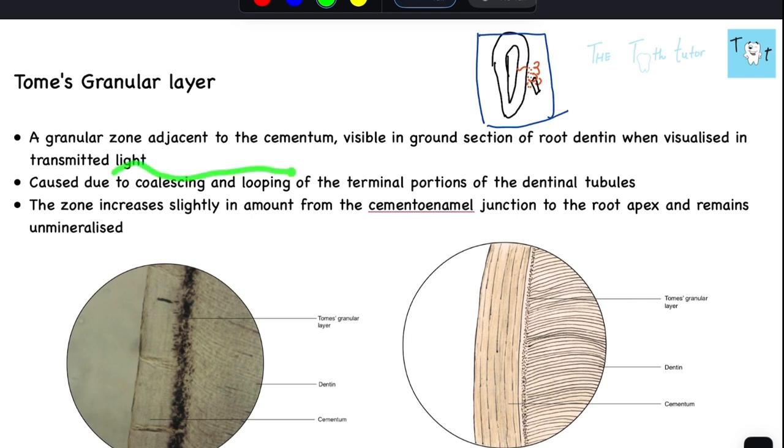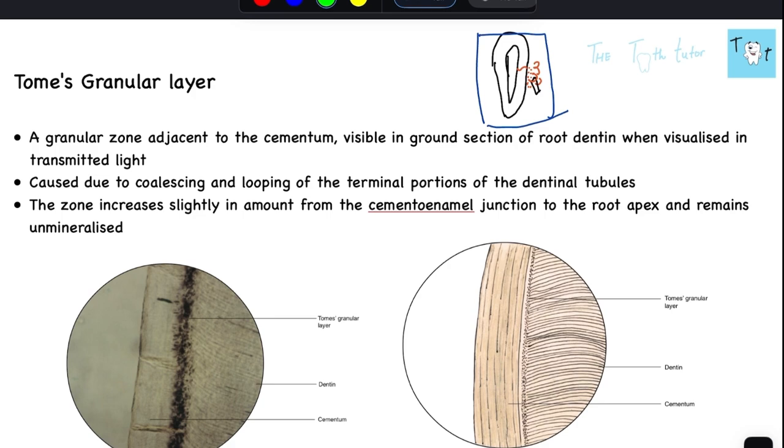Now it is caused due to cohesing and looping of the terminal portion of the dentinal tubules. A dentinal tubule was going like this towards the end. Maybe it had some looping. It was going up, and then the going up portion got cut, and it remained as a dot in there. This zone increases slightly in amount from the cementodentinal junction to the root apex. If you look at this picture, the area is getting thicker and darker. Over here there are lesser granules, but as you go down there are more granules. So as you go towards the root, the zone will increase slightly in amount.